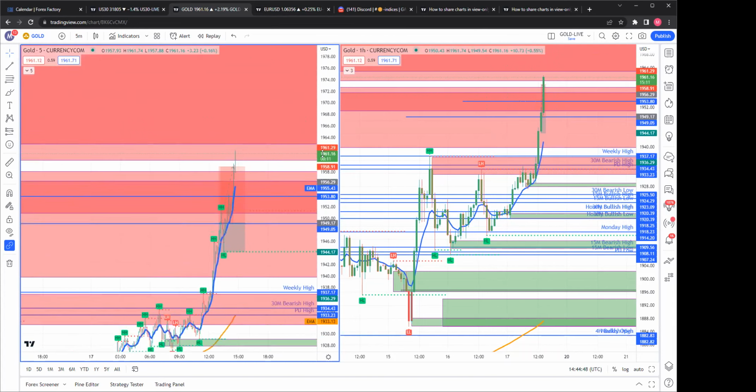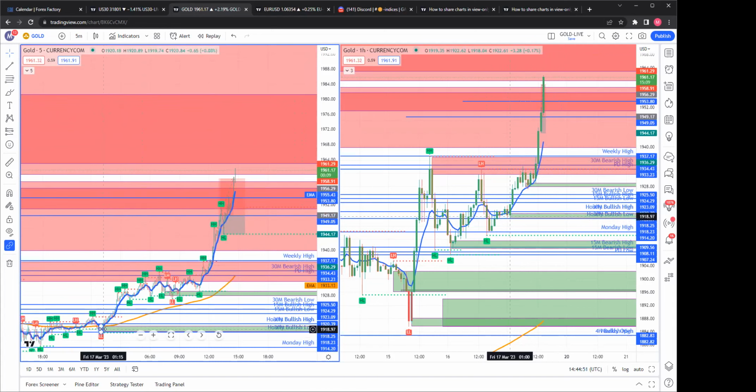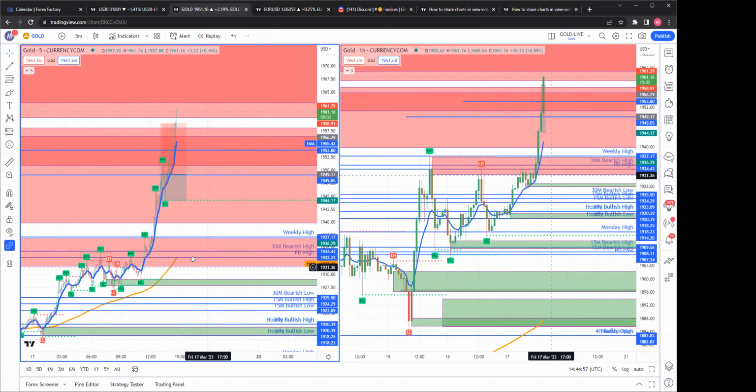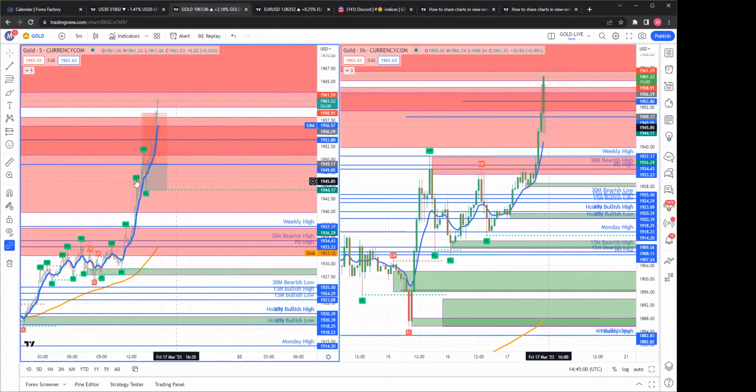Now here we don't have anywhere to buy gold. Yesterday, we did, but that happened way after, at like market closure. But right now we do not have any demand zone for gold. We do not have anything else for gold.